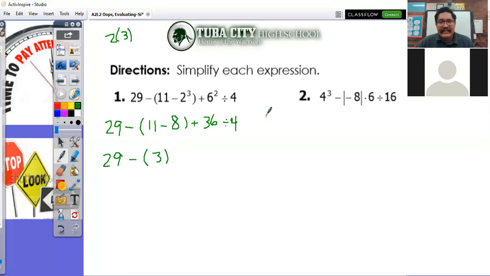Because remember, parentheses can also mean multiplication, which is something I've seen happen with students. There'll be something like this where there's a parenthesis and they'll be like, ooh, that's a parenthesis, I got to do that first, even though it's not a grouping symbol. It's not a grouping symbol. It's a multiplication.